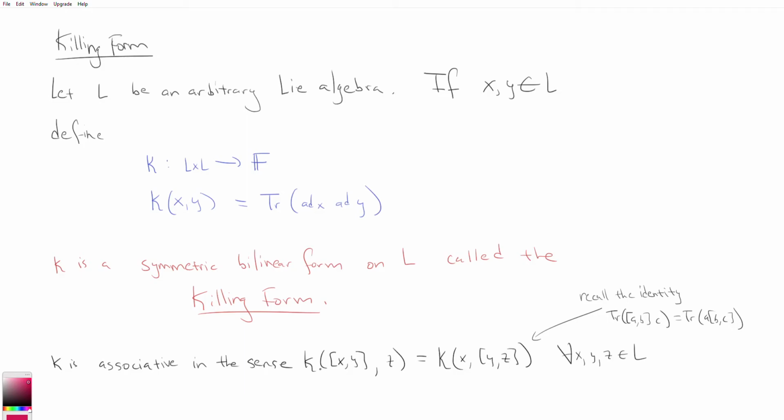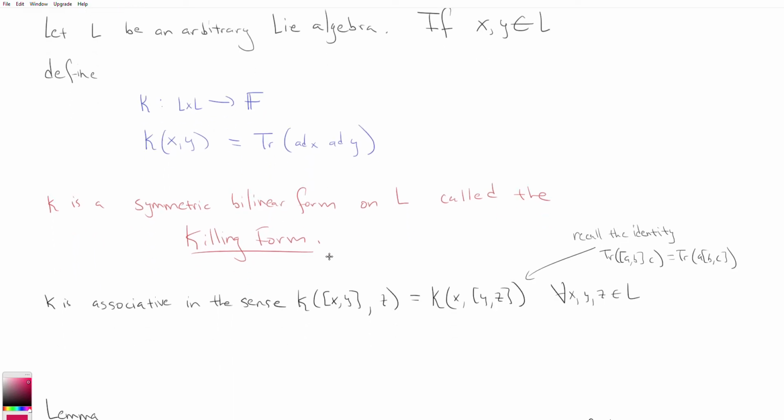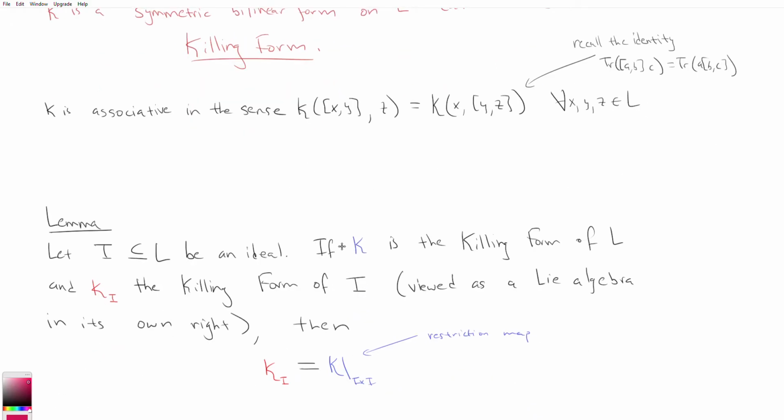This follows immediately from the identity we saw last time, where the trace of a bracket b times c is equal to the trace of a times b bracket c. We can do this by simply taking ad x to be a, ad y to be b, and ad z to be c. And we get our identity of associativity for the Killing form just by the definition of the Killing form.